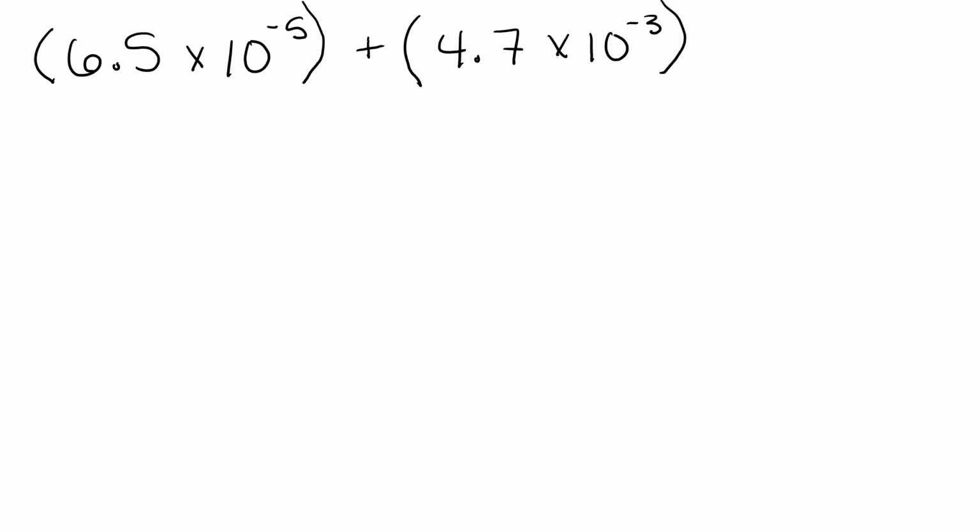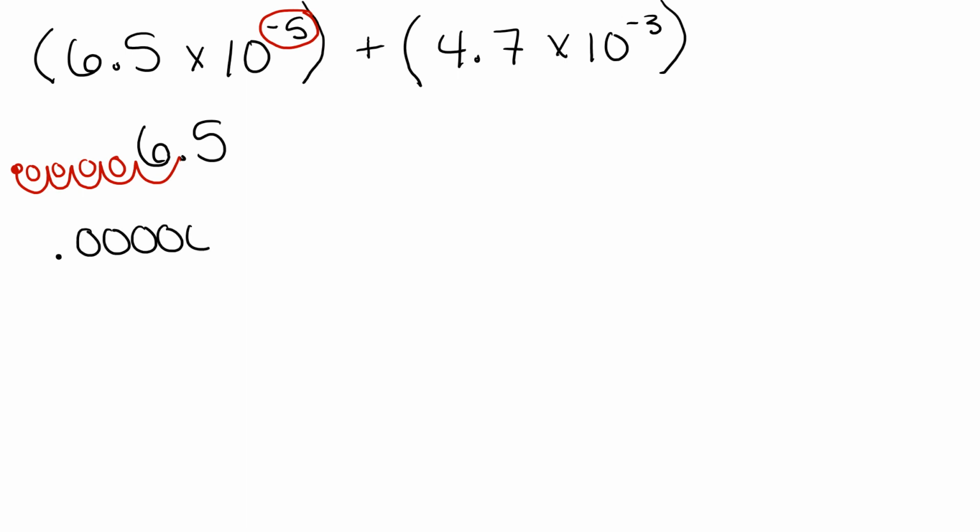When we add and subtract, we want to rewrite our numbers in standard form. Meaning I take the 6.5 and we move the decimal 5 times. 1, 2, 3, 4, 5. Notice I moved it to the front. That is because the 5 is negative. Negative is representative of small numbers, so we want the extra zeros to be in the front. My new answer is 0.000065.